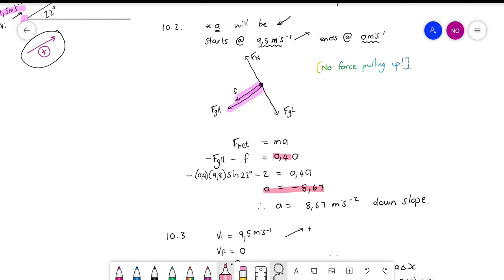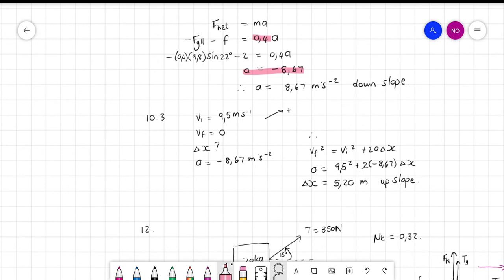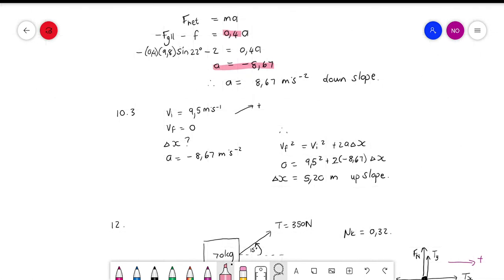Nou by 10.3 sê hulle vir jou bereken die afstand wat die blok teen die skuinsvlak opbeweeg het voordat dit begin afgly het. Okay. En daarvoor gaan ons 'n goeie ou bewegingsvergelyking gebruik. So it starts with the initial velocity of 9,5 en ons weet sy finale snelheid gaan 0 wees, want hy moet mos nou stil staan voordat hy afwaarts beweeg. Ek het net vir julle hier gesê, ek gebruik nog steeds opwaarts as positief. Delta x is wat ons wil uitwerk. We have to calculate the displacement, so delta x is what we need to calculate. En ons weet ook dat die versnelling nou gaan negatief 8,67 meter per sekonde kwadraat wees.